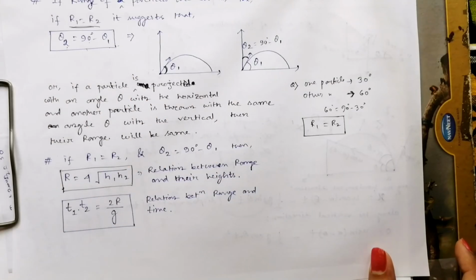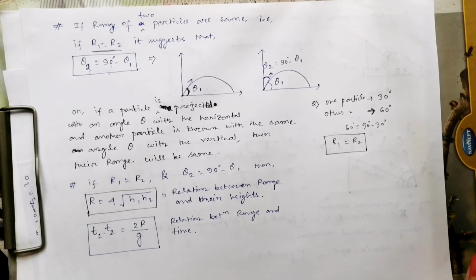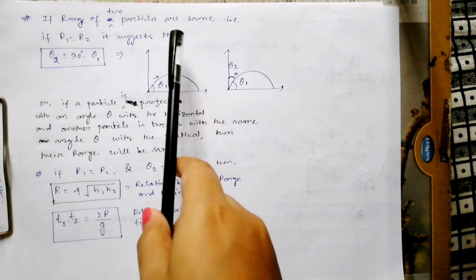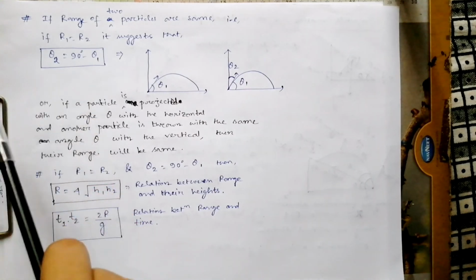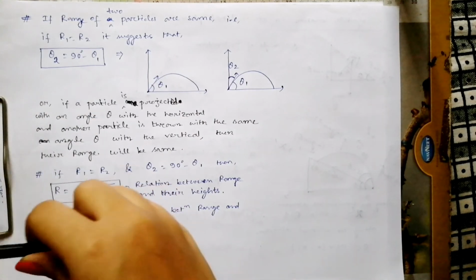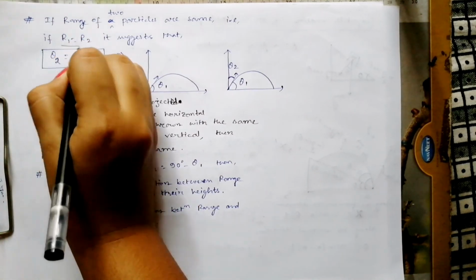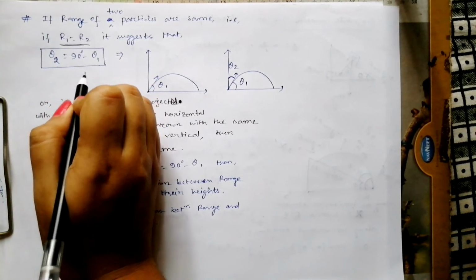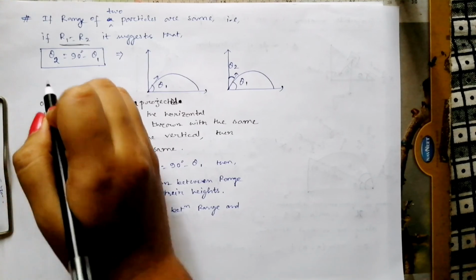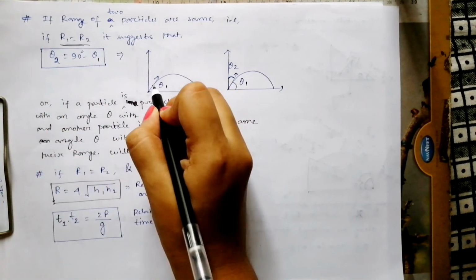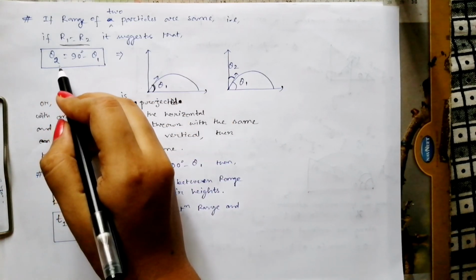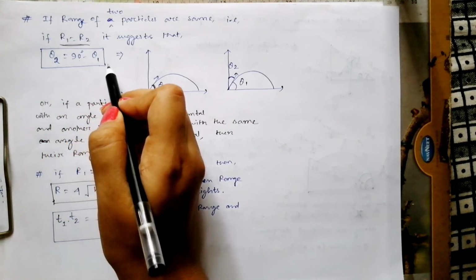Now, if it is given in the question that the ranges of two particles are the same, then what will be the relation between their angles? You need to remember this. If the range is the same, then the angles just differ by 90 degree. That is, if for one particle the angle is theta 1, then for the other particle the angle theta 2 will be 90 degree minus theta 1.